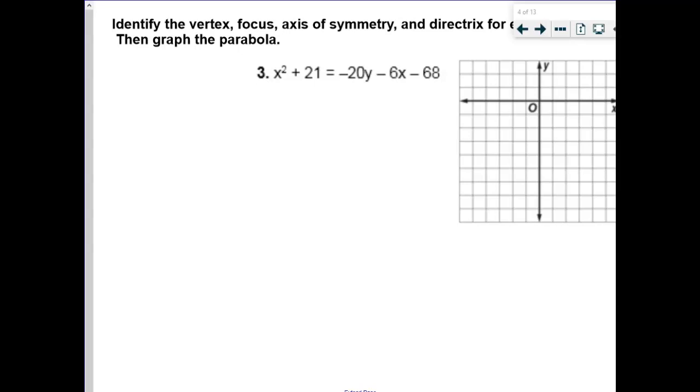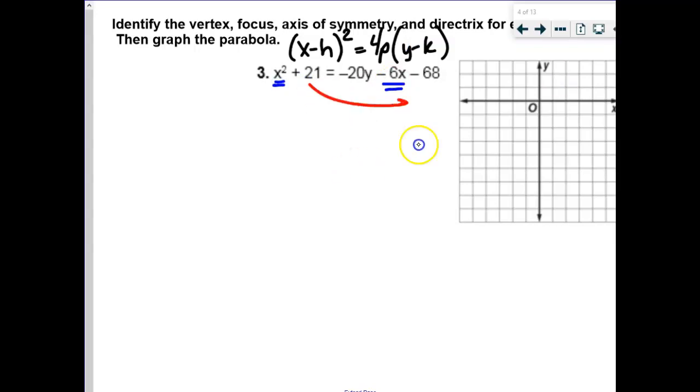Number 3, we've got a problem not completed. All right, we need to complete the square. So what I need is all of your x's to one side, and because the x is being squared, this is what we're shooting for, guys: (x minus h) squared equals 4p times (y minus k). I need it to look like that. All right, here goes. Bring your x's together and bring everything else to the opposite side. So that 21 needs to move. Everything moves away from the x.